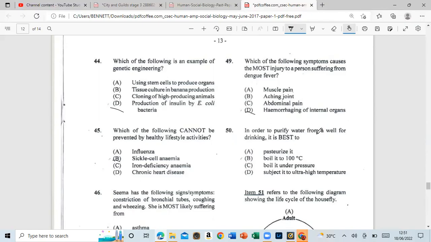50. In order to purify water from the well for our drinking water, it is best to A. Pasteurize it, B. Boil it at 100 degrees, C. Boil it under pressure, or D. Subject it to ultra high temperature. That's boil it, so 50 may go with B.